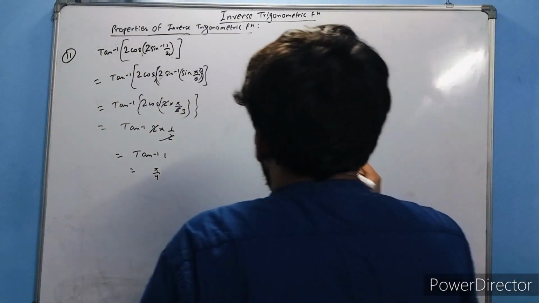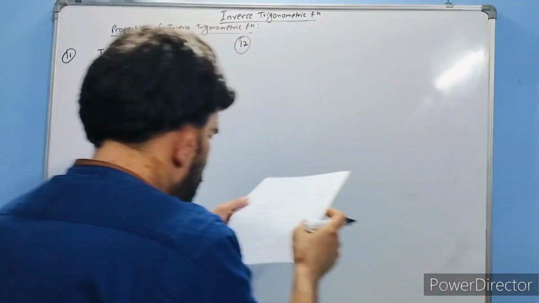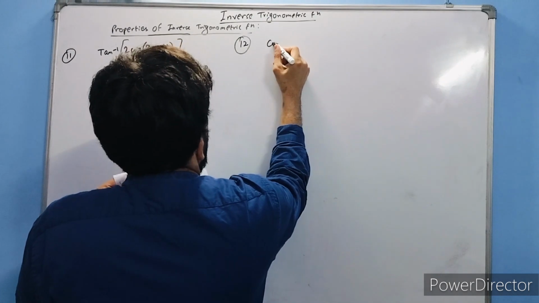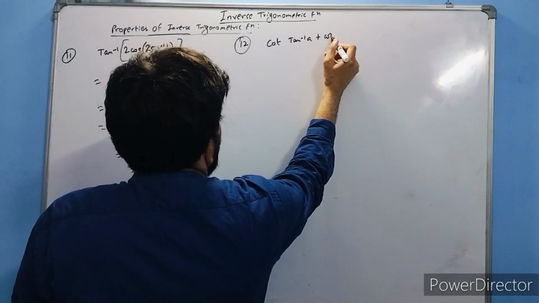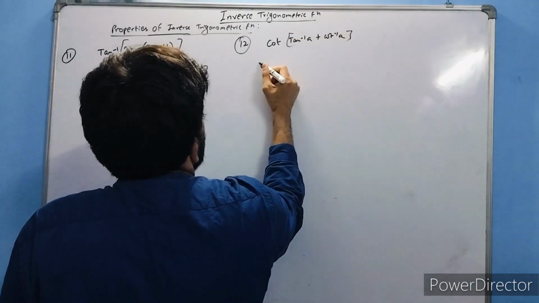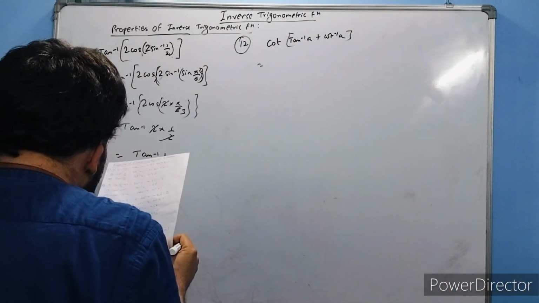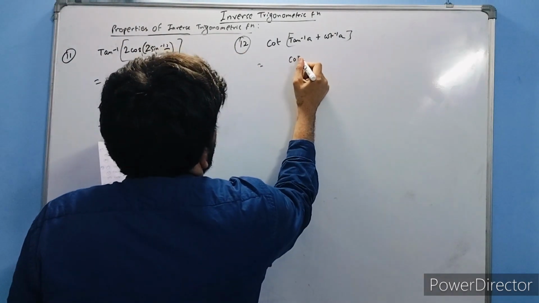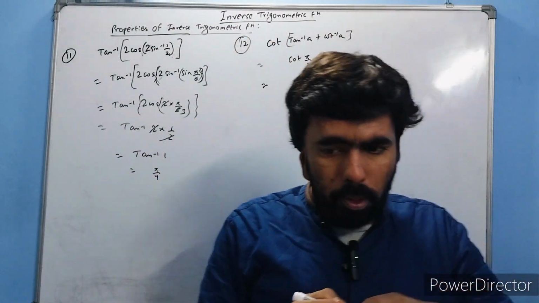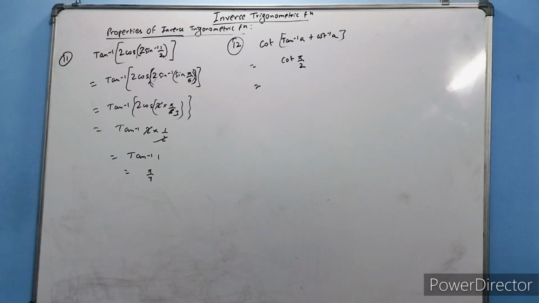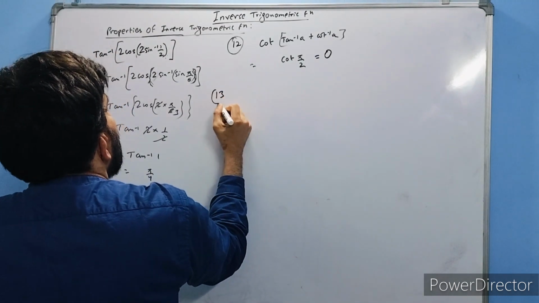Now let us try to solve another question, the 12th question. The 12th question is cot of tan inverse A plus cot inverse A. We have the identity here: tan inverse x plus cot inverse x is equal to pi by 2. So cot pi by 2, what will be the value here? We know the value of cot pi by 2 is equal to 0. So I hope it's clear to everyone.